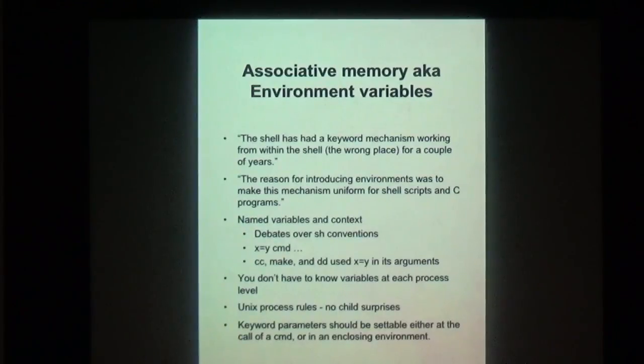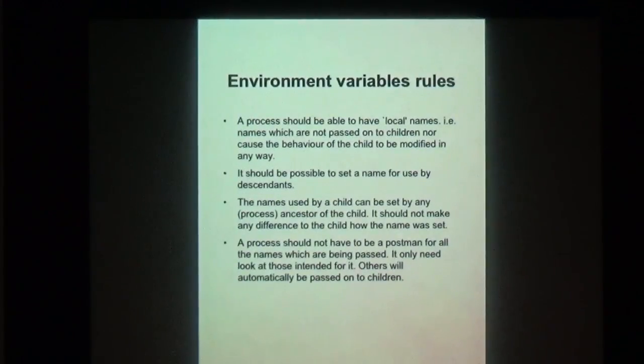So what we did is we had the keyword parameters settable, and as you know, the environment variables ended up being put into the exec system call. The way we did the rules was, first of all, processes can have their own local names, which makes sense. And by default, names are local. In other words, you have to do something to have them passed to children. This is the no child surprise rule. You have to do something to make the child get the name, which is what export ended up being.